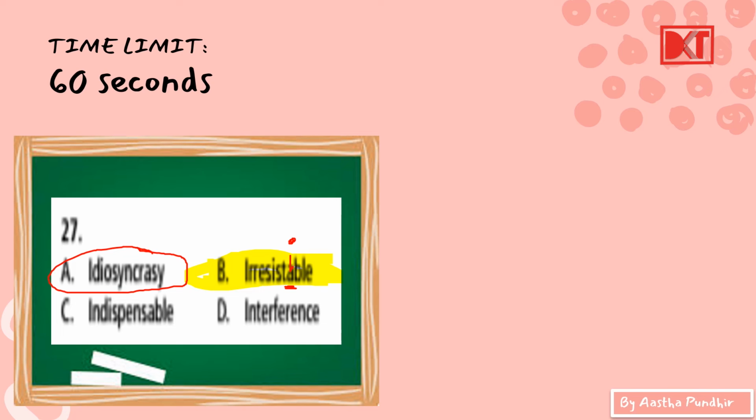Okay. Now, as you can see, I'm not discussing all the word meanings with you because I expect you to know their meanings. If I find some words that I think you may not know the meaning of, I'm discussing those with you. Then we have indispensable. Indispensable is something that cannot be replaced, which is very important. And interference, I'm pretty sure you know what it means.